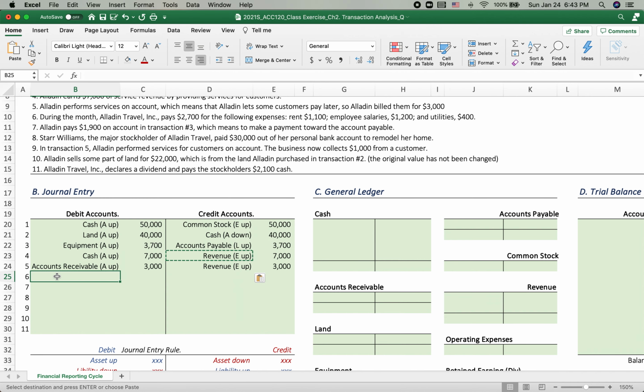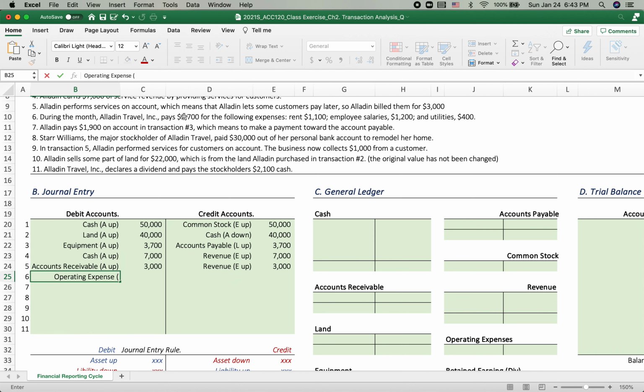These two, right? And then number 6. What is number 6? Number 6, during the month, Aladdin Travel pays $2,700 for the following expenses: rent, employee salaries, and utilities. Okay, let's combine those. This operating expense is $2,700. So we put here operating expense.